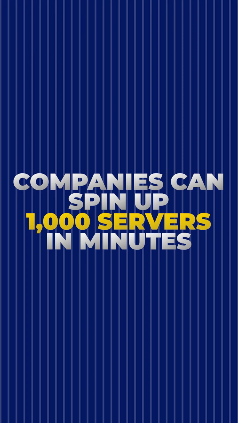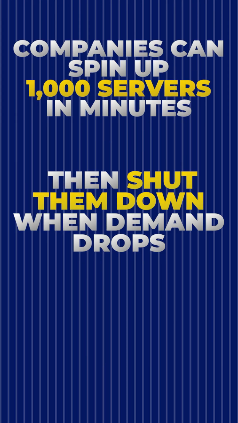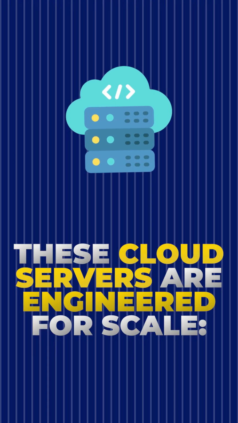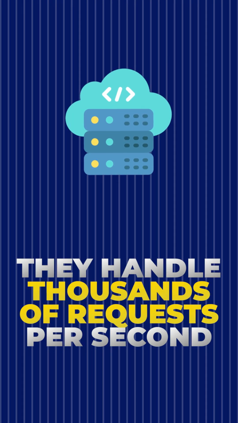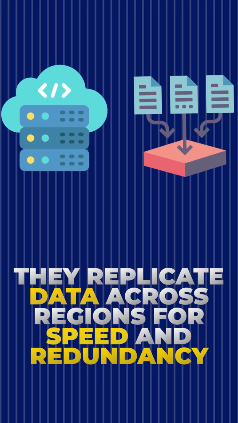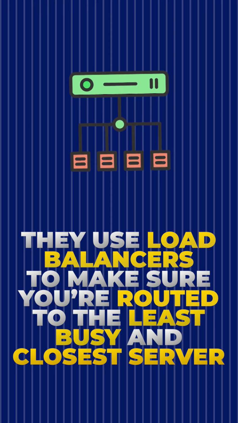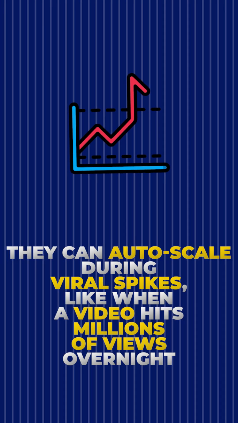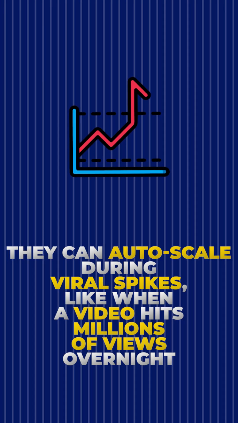Companies can spin up 1,000 servers in minutes, then shut them down when demand drops. No physical infrastructure needed on their part. These cloud servers are engineered for scale. They handle thousands of requests per second. They replicate data across regions for speed and redundancy. They use load balancers to make sure you're routed to the least busy and closest server. They can auto-scale during viral spikes, like when a video hits millions of views overnight.